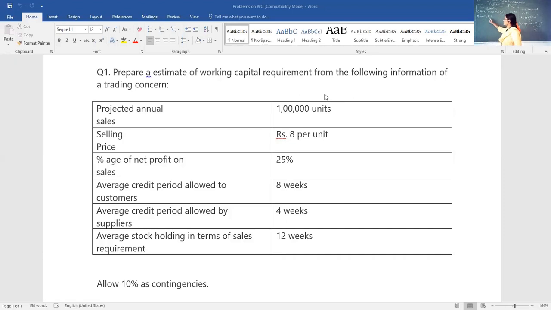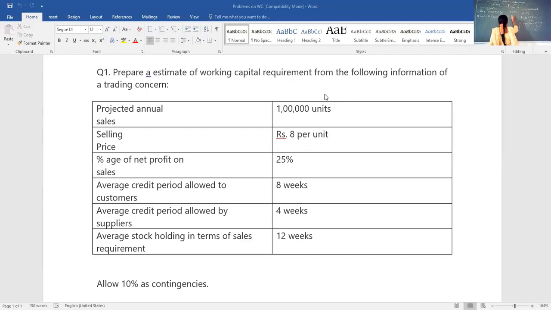Okay, can anyone just try the calculation? How will I calculate? Same as above. Simon, can you just give a try? Yes, ma'am. Good afternoon. Yes. So just give a try. 1 lakh units into cost per unit? 6 rupees. Time duration allowed to customers? 8 divided by 52. Very good. 8 divided by 52. That's all. Okay. So how much is this coming to?